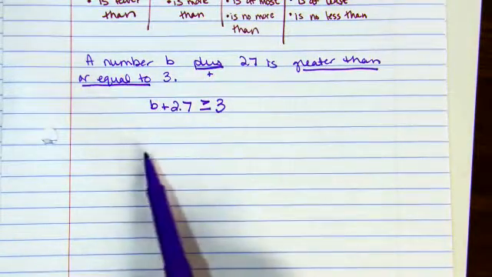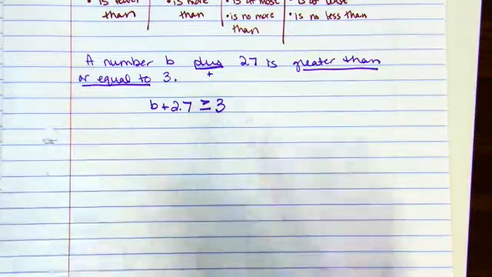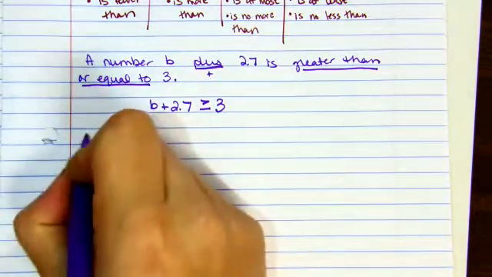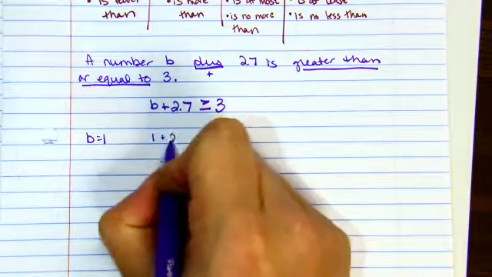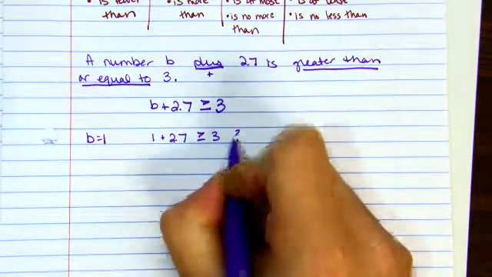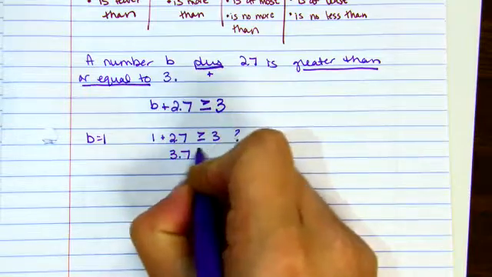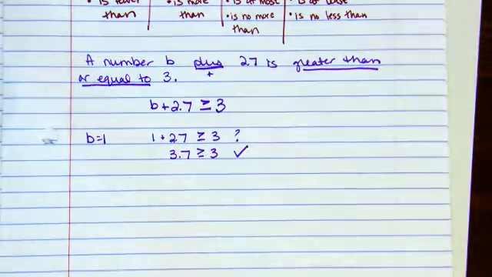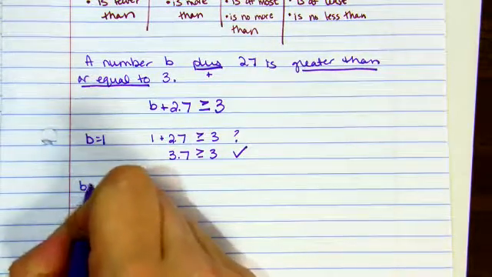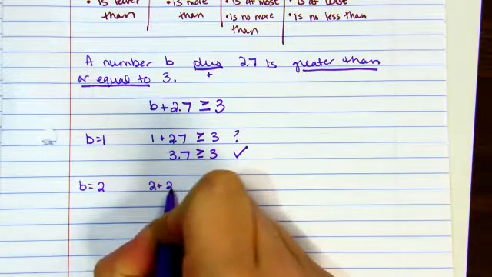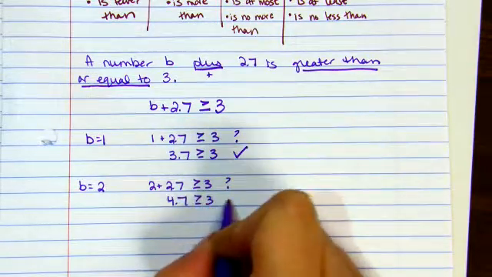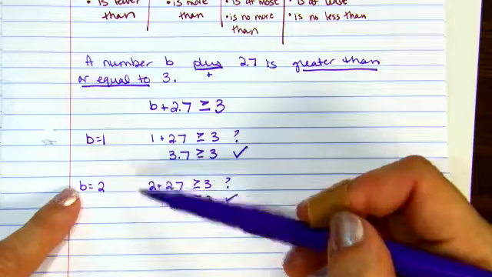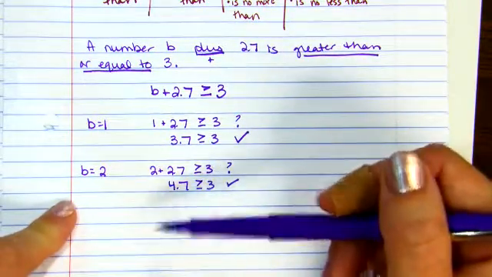Now let's think about what would be solutions here. A solution is anything that's going to make this true. So if I substitute 1 in for b, let's see if this would be true. I would have 1 plus 2.7, is that greater than or equal to 3? I get 3.7 is greater than or equal to 3. So yes, 1 is a possible solution, but 1's not the only solution, because I could put in 2. Then I'd have 2 plus 2.7. Is that greater than or equal to 3? I'd have 4.7, which is definitely greater than or equal to 3. So 2 is going to be a possibility. If I put in 3, 3 is going to work.